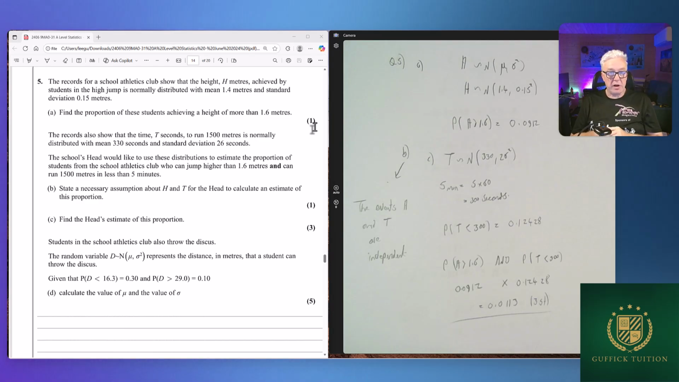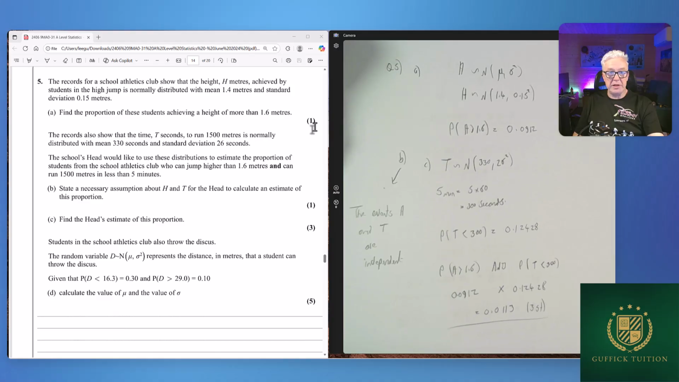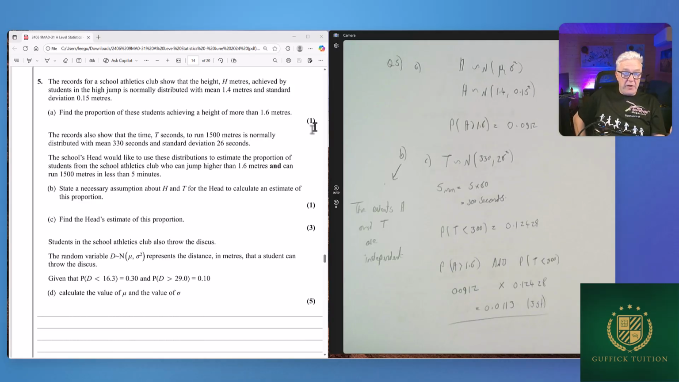Hi, this is question 5, and we've got a nice normal distribution question here. It says, the records for a school athletics club show that the height, h meters, achieved by students in the high jump is normally distributed with a mean of 1.4 meters and a standard deviation of 0.15 meters. Find the proportion of these students achieving a height of more than 1.6 meters.